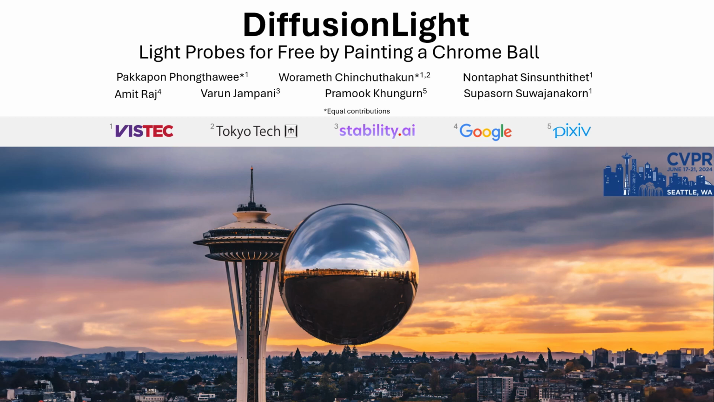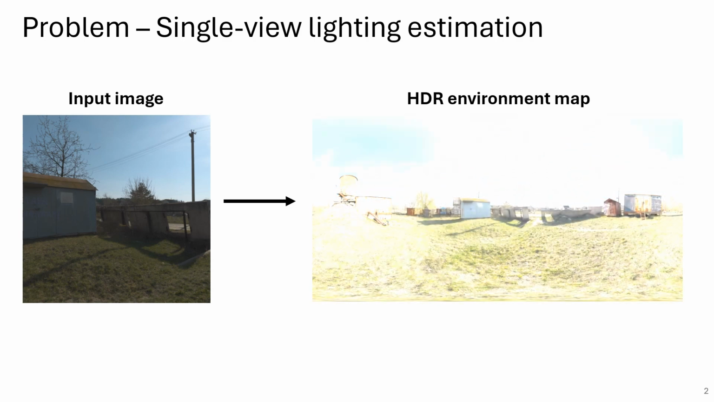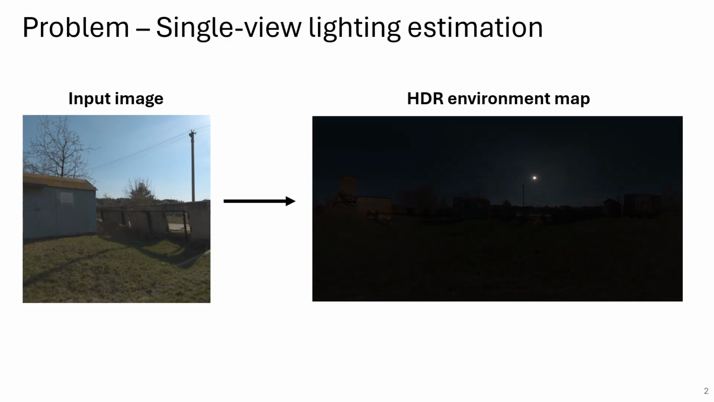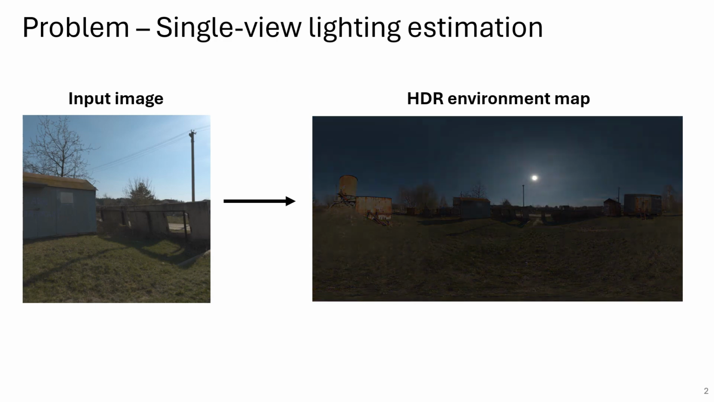DiffusionLight, light probes for free by painting a chrome ball. In this paper, we aim to estimate the lighting condition in an input image, which we represent as a 360 HDR environment map. So, how do we solve this task?